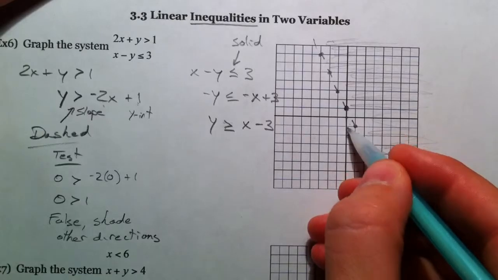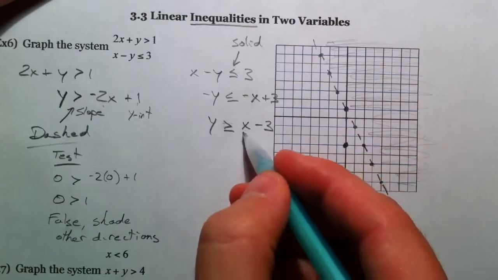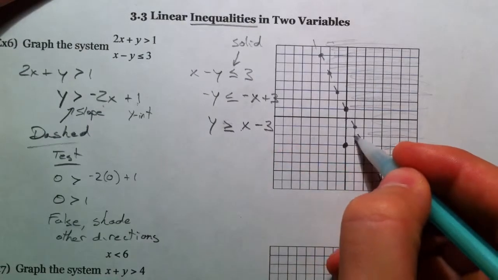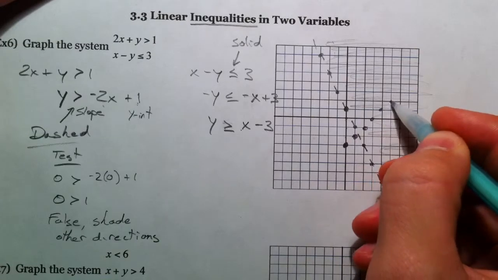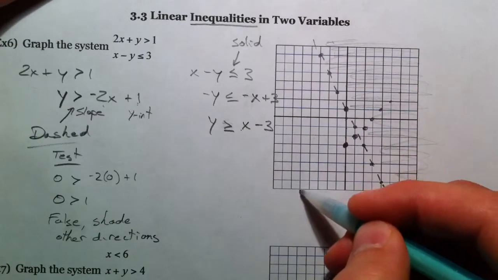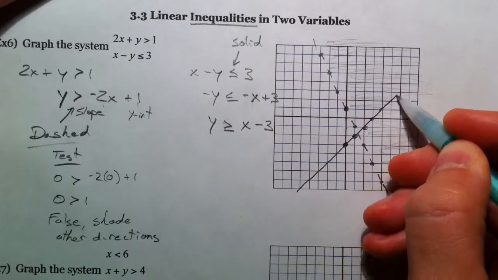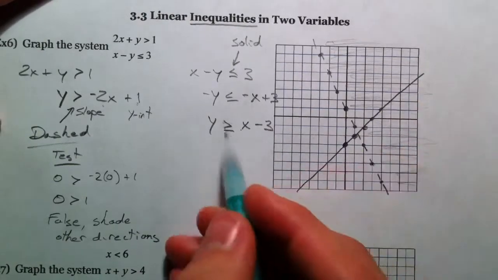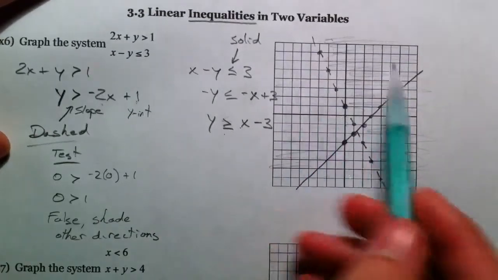So 1, 2, 3, the y-intercept. Slope is 1, so you go up 1 over 1. And we have a line. Y is greater than or equal to, so again, we shade above.